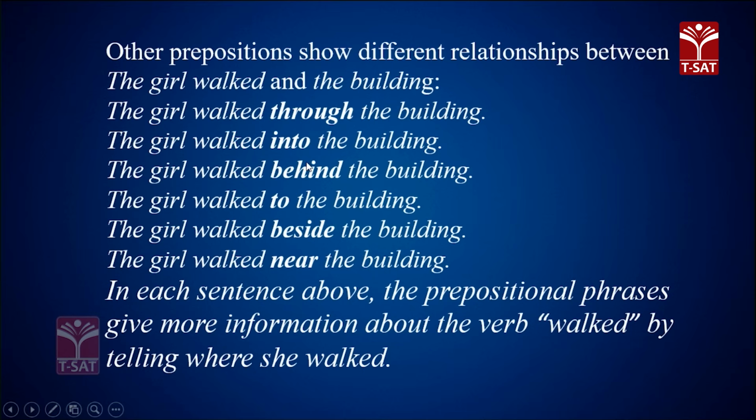In the first sentence, the girl walked through the building. In the second sentence, the girl walked into the building. In the third sentence, the girl walked behind the building, to the building, next to, beside, near, or something like that. The moment you are using a different preposition, the semantic implication of the sentence changes. The meaning of the sentence gets changed, right.